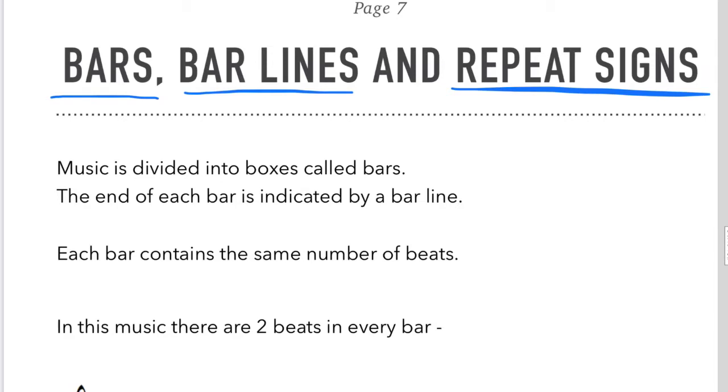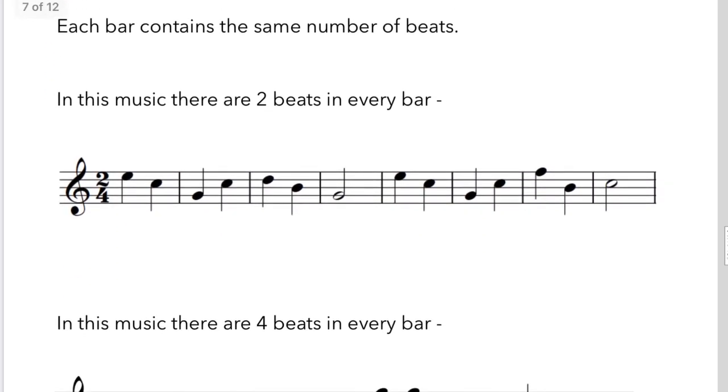Music is divided into boxes called bars, kind of like words, and the end of each bar is indicated by a bar line, a bit like the way spaces break up different words. Each bar contains the same number of beats. If we look at this example here, we see that there are 2 beats in every bar.